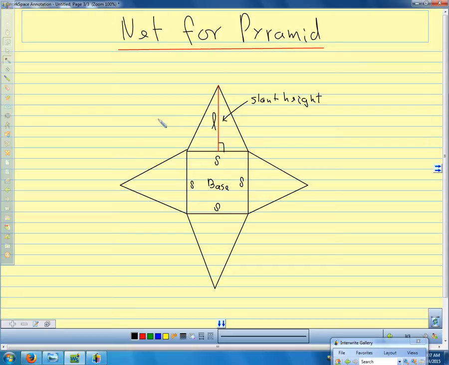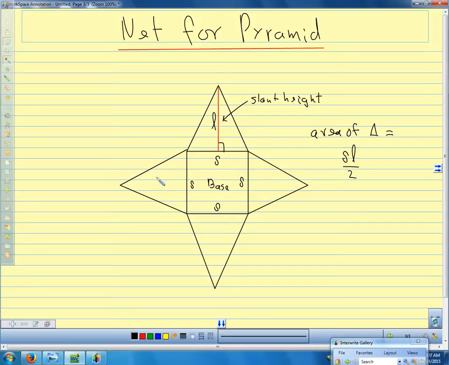So the surface area is going to be the area of all these added together. How do we find the area of one of these triangles, one of the lateral sides? What's our formula for the area of a triangle? Base times height divided by 2. What's the base of this triangle? The side length, S. So the area of a triangle equals the base, S, times the height, which is the slant height, L, divided by 2.